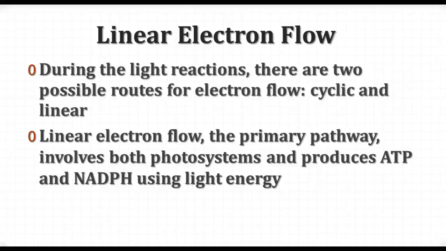Now, in the light reactions, there are two different ways that the electrons can flow. They can flow in a cyclic fashion, or they can flow in a linear fashion. The primary pathway in most plants is the linear electron flow, and that's going to involve both of the photosystems, and it's going to produce ATP and NADPH using the light energy.